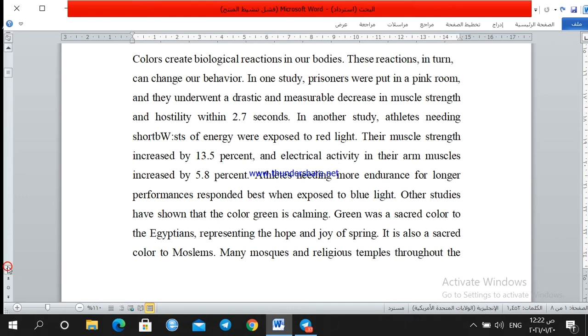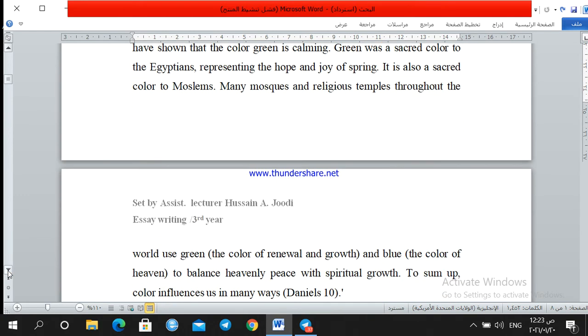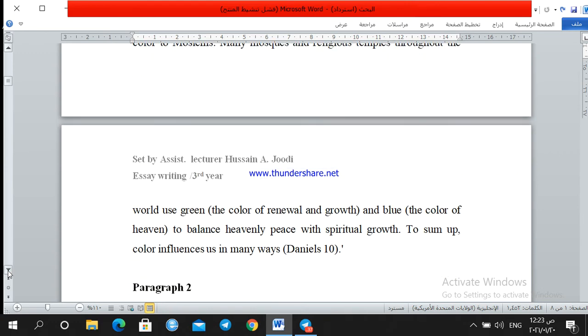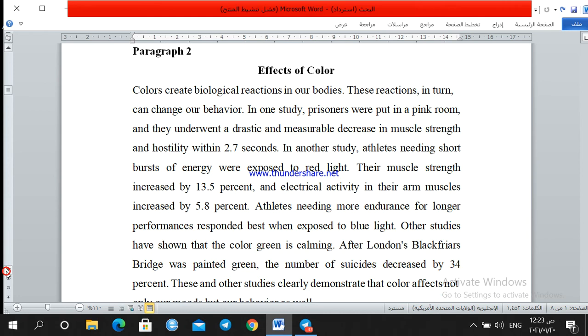Other studies have shown that the color green is calming. Green was a sacred color to the Egyptians, representing the hope and joy of spring. It's also a sacred color to Muslims. Many mosques and religious temples throughout the world use green, the color of renewal and growth, and blue, the color of heaven, to balance heavenly peace with spiritual growth. To sum up, color influences us in many ways. This was written by Daniel. Let's come to the other paragraph, which belongs to the same title.